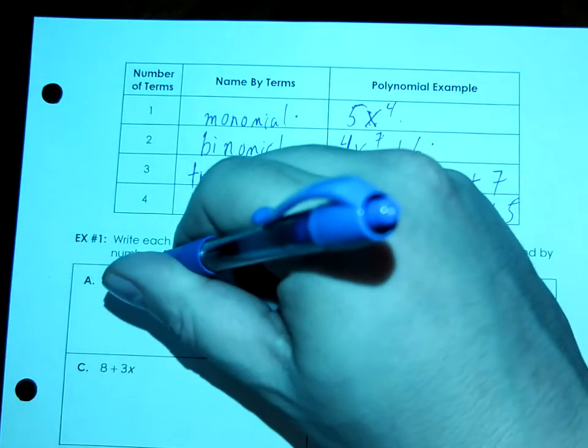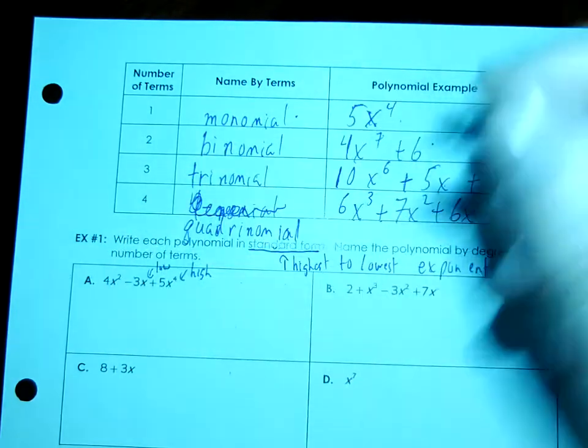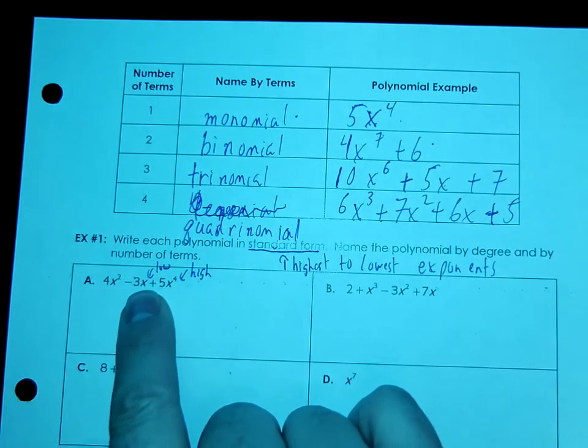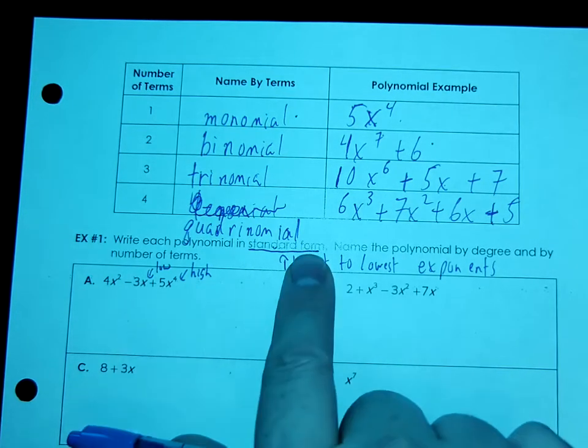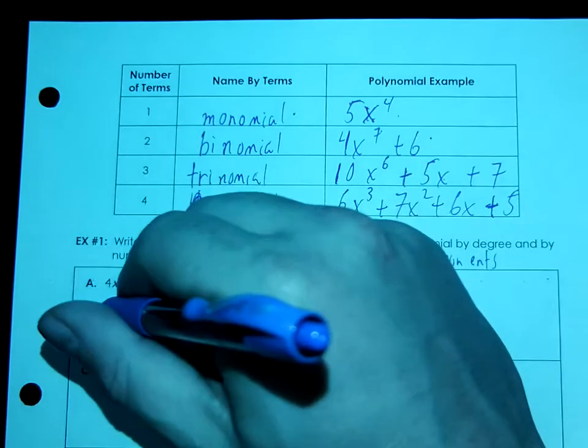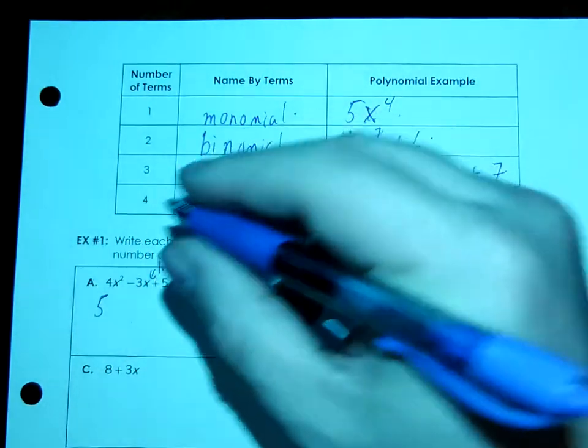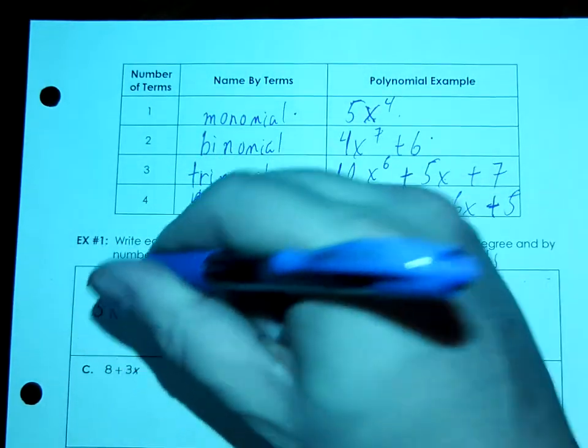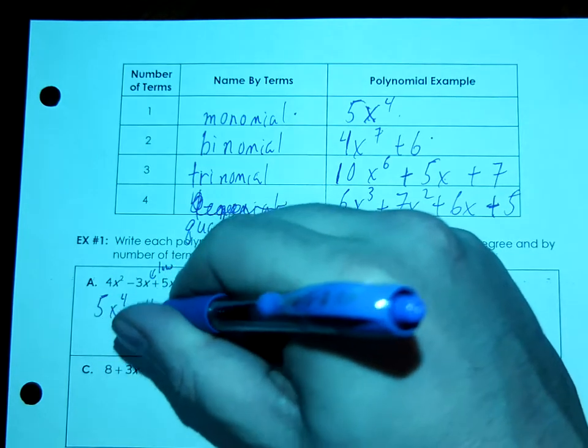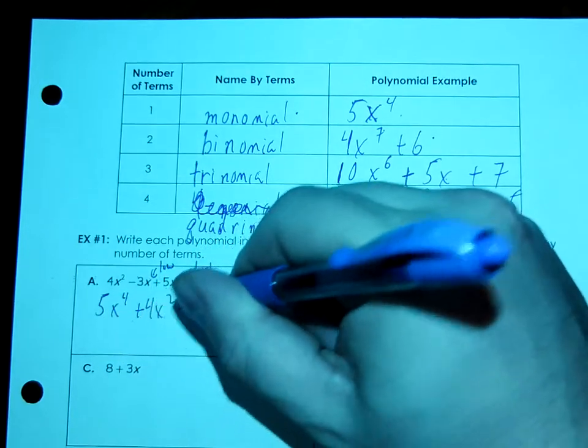And then the lowest is x to the 1st. This is the lowest, so this is first, this is last. That's what I'm asking you to do here when I say put it in standard form. So the standard form of this polynomial is 5x to the 4th plus 4x squared minus 3x.